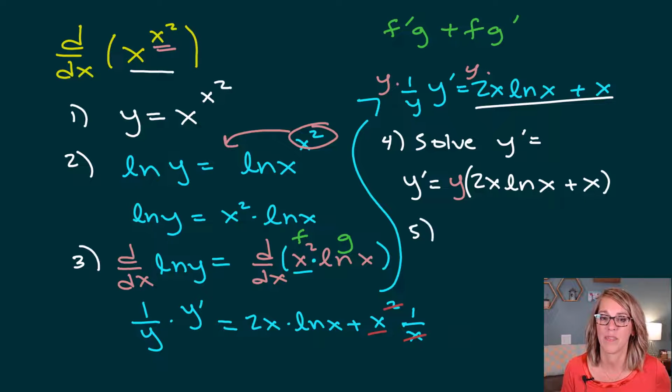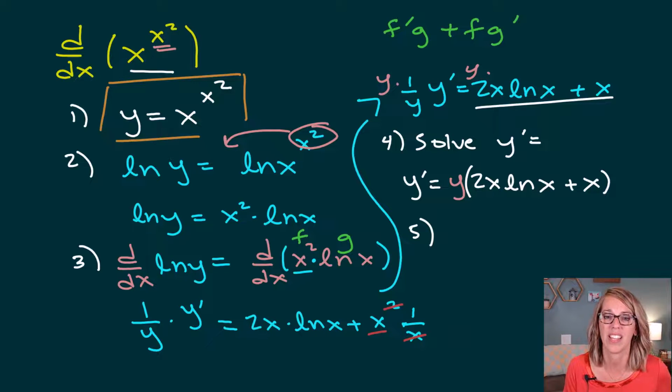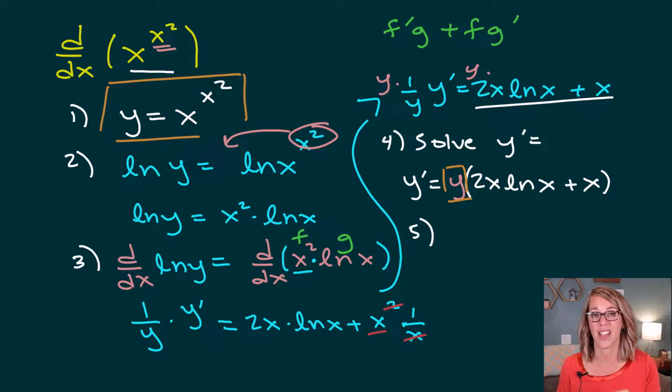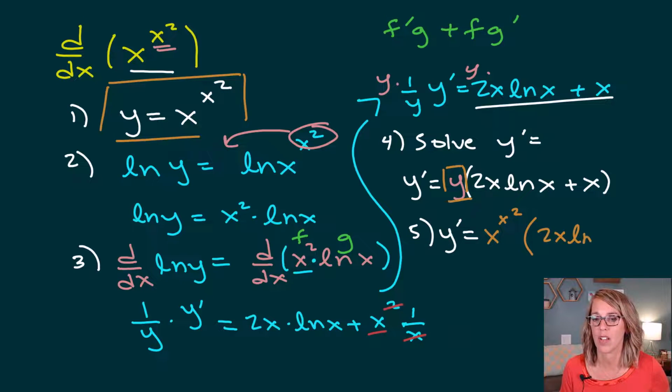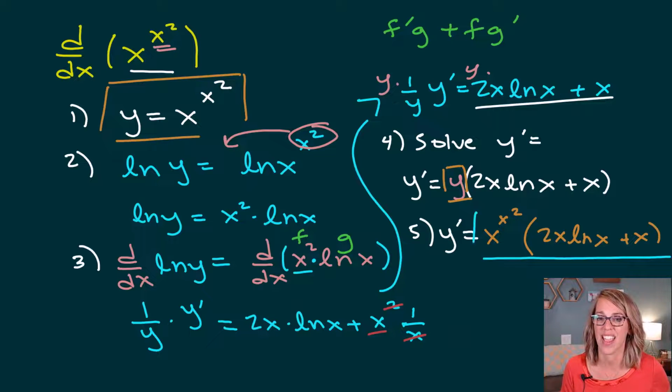Last step, step number 5, is to go back to how you defined y in the very beginning and replace y right here. Right now my derivative is defined implicitly, but I really want it to be y as a function of x, or I should say my derivative as a function of x. So finally I can write y prime is equal to, I'm going to put y in, that is x to the x squared, and I'm just going to leave all of this. You could certainly multiply it through, 2x natural log of x plus x, but this is our answer.